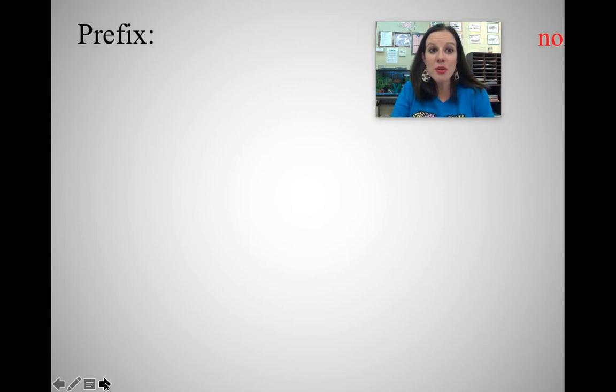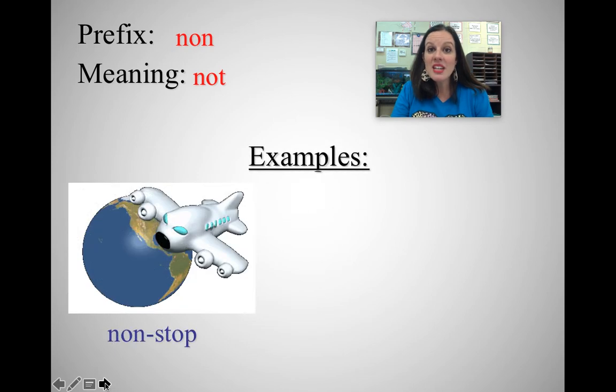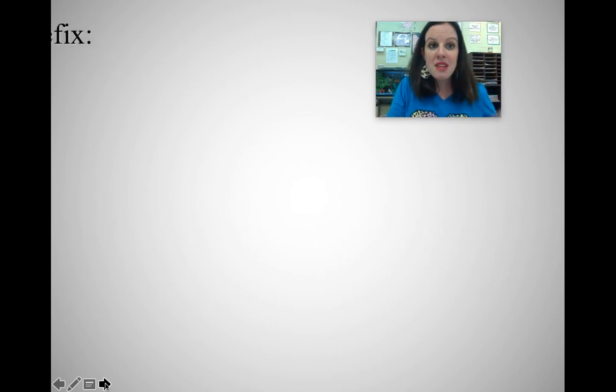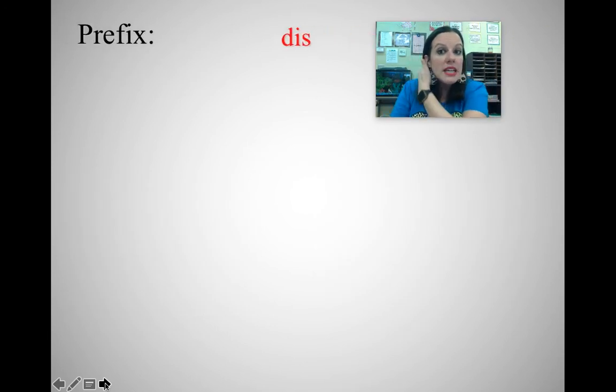Let's look at another prefix. Non. Non means not. When I add non to a root word, it's going to change to its opposite form. Non-stop. If you're on a non-stop flight, this means that flight is not stopping till it gets to its destination. Non-stick. Non-stick pans mean that when you cook food on them, they're not going to stick. I love a good non-stick pan. That's my jam.